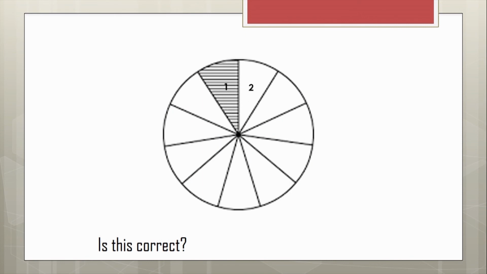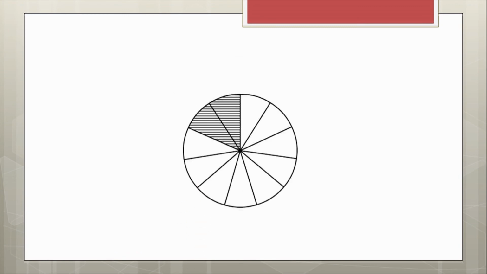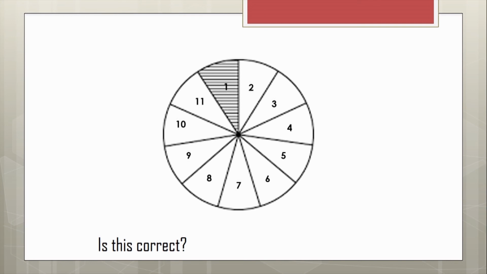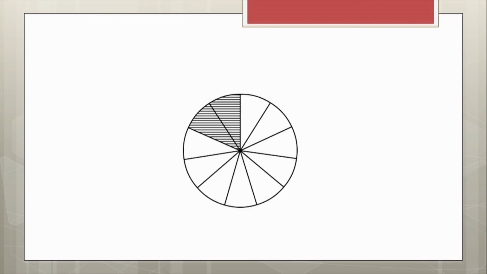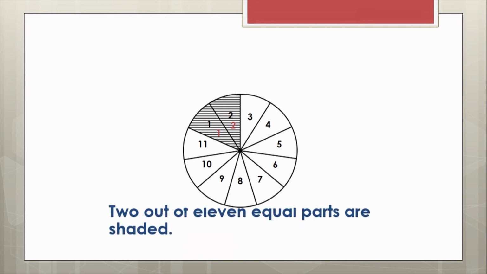1, 2. Let's count and make sure she has 11 first. 3, 4, 5, 6, 7, 8, 9, 10, 11. She has 11, but she shaded 1 part only. Let's help Janine fix that. So let's try this one. 1, 2, 3, 4, 5, 6, 7, 8, 9, 10, 11. And we have 2 shaded areas there. Is this correct now? Yes, it is. 2 out of 11 parts are shaded, and that is 2/11ths.